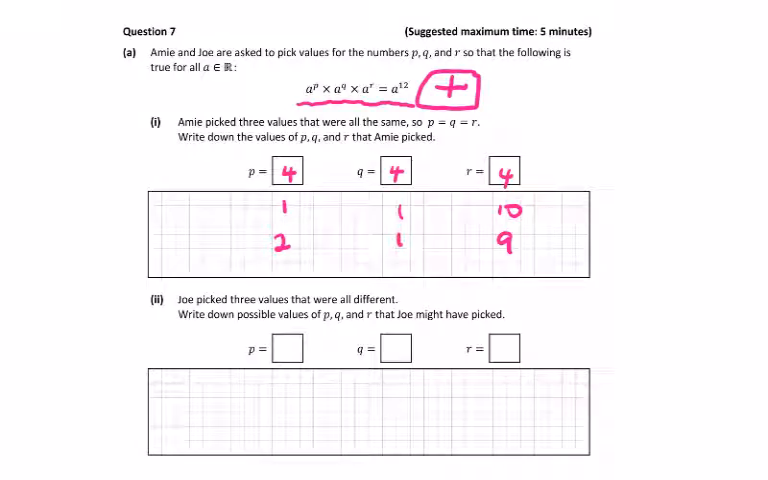Joe picked three values that were all different. So they're just testing your rules of indices, and you have to come up with the answer here, which is a new kind of thing that's going on in the junior cert. So I'll use 2, 3, add up to 5, which leaves 7 to give me 12, but there's many versions of this that are correct.